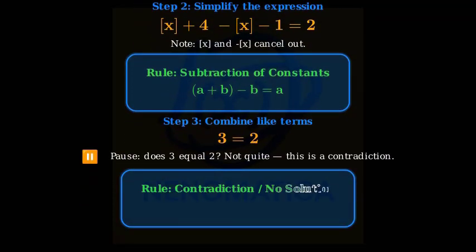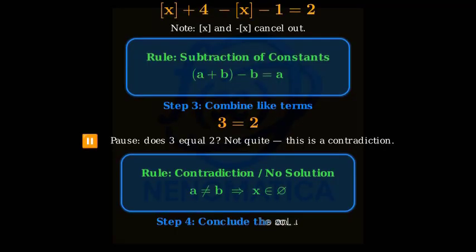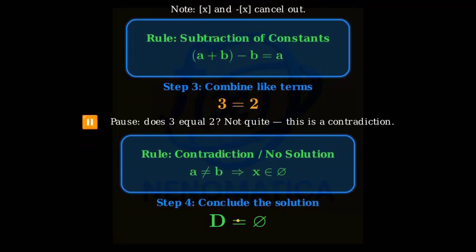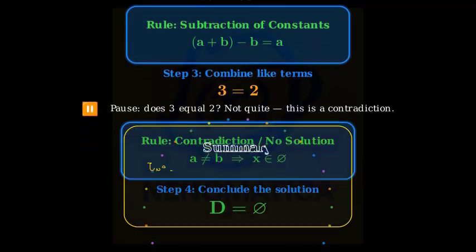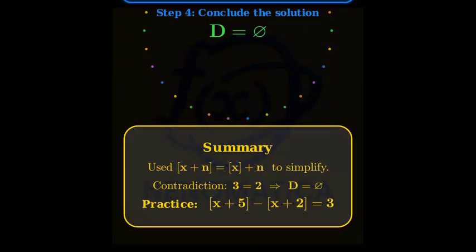Step 4. Conclude the solution. A false statement like 3 equals 2 means there is no real number x that satisfies the equation. The solution set is empty. Summary. We used the rule floor of x plus n equals floor of x plus n to simplify the equation. After cancellation, we reached 3 equals 2, a contradiction. Therefore, the solution set is empty.